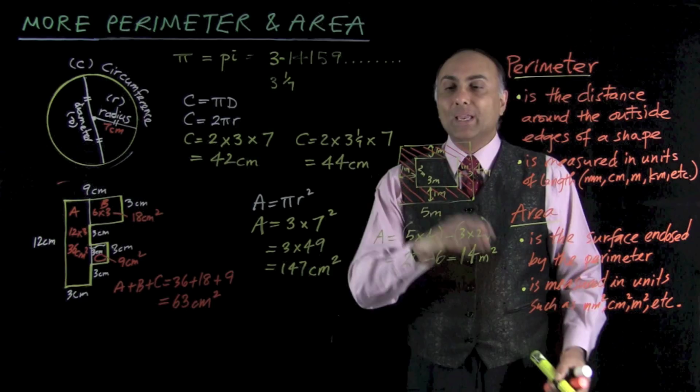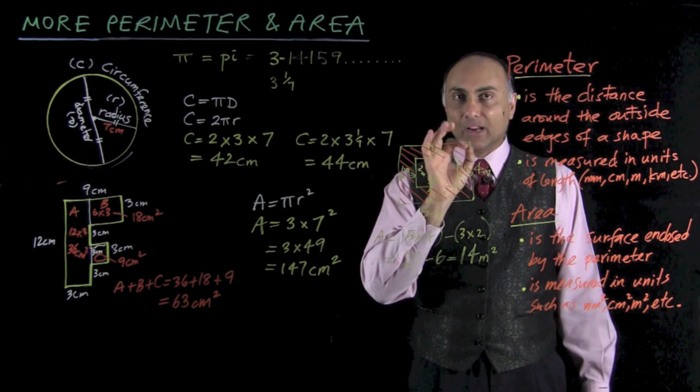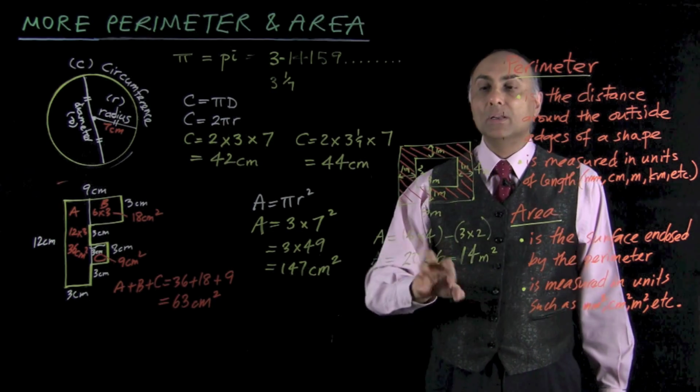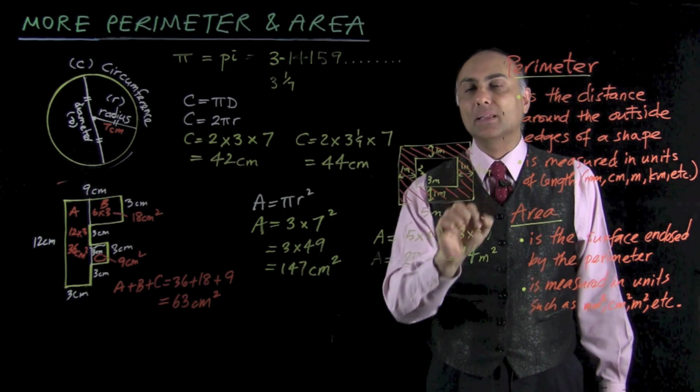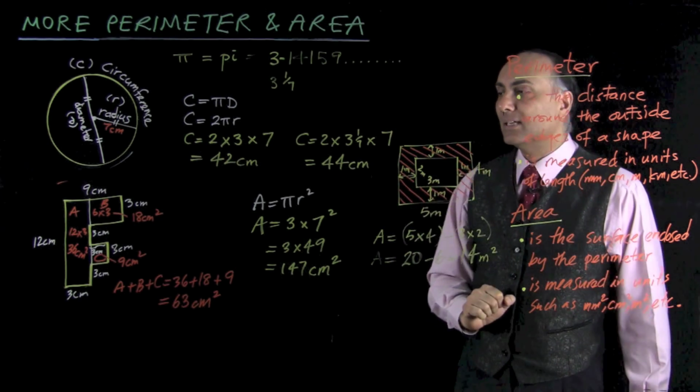Okay, so here, sketching the diagram in accordance with the information we were given made it very simple. We just subtracted one rectangle from another, and that gave us the desired area.